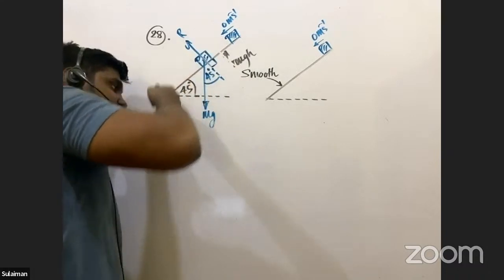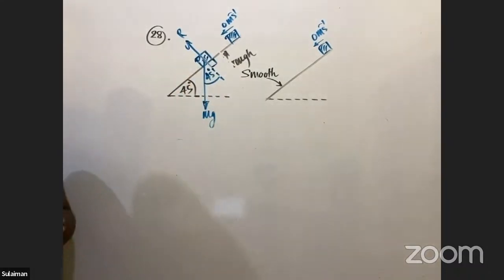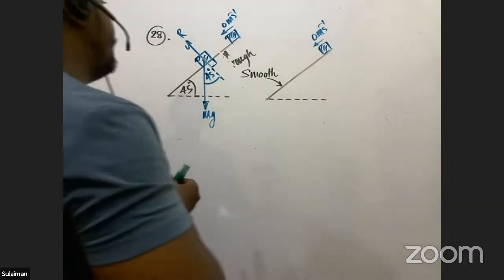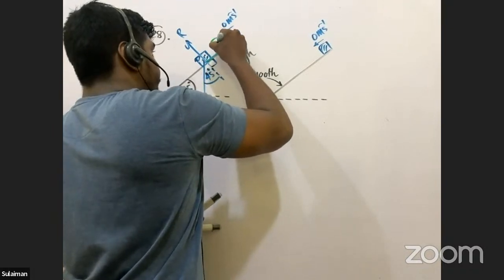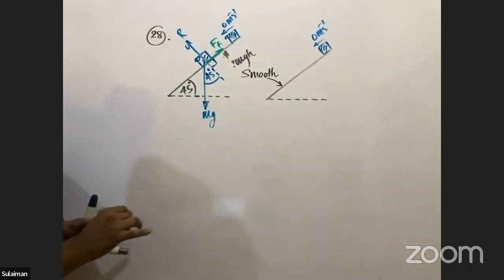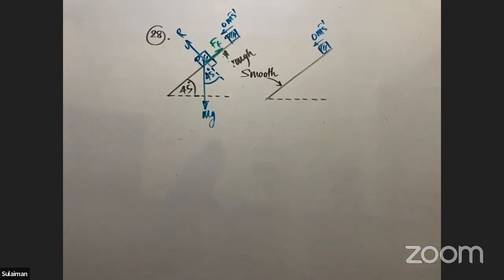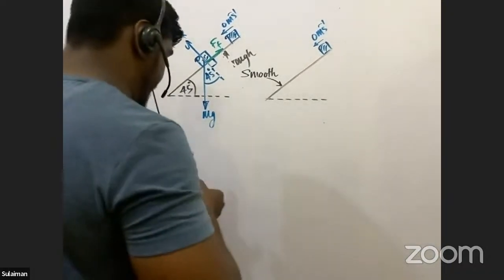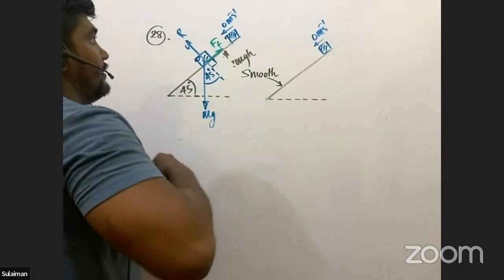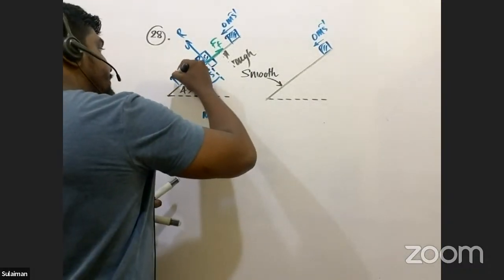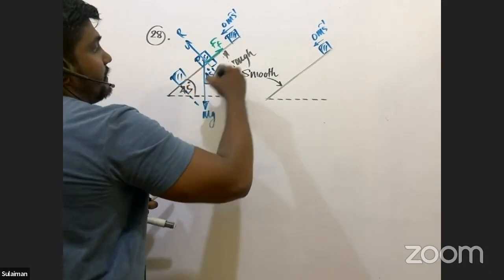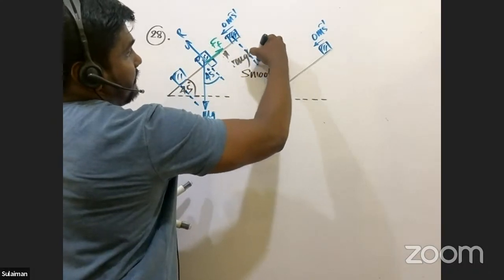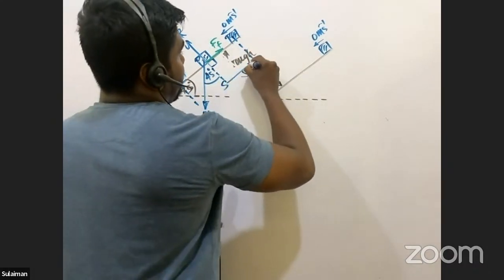As this object is moving downward, there is a frictional force acting along the plane upwards. Your friction force, capital F_F, right? Then let's say the displacement traveled by this object is, let's say, capital S.